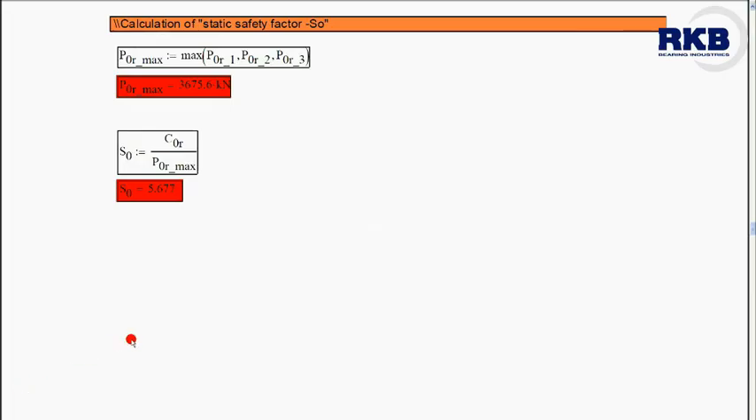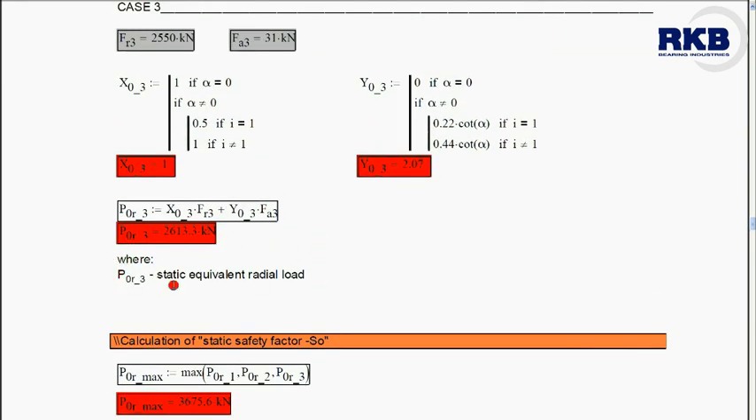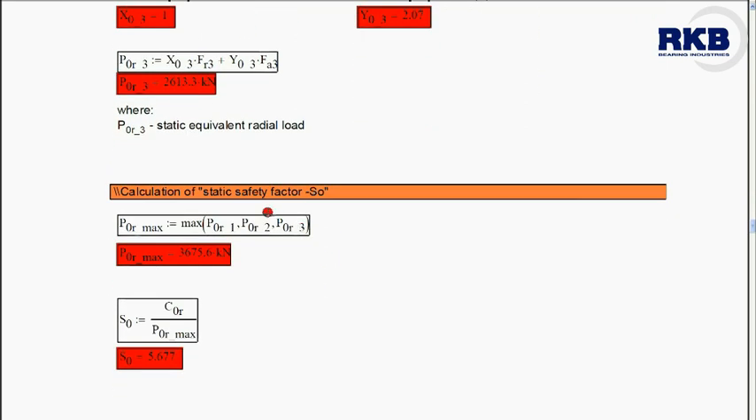Besides dimension, on the basis of the fatigue limit life, it is advisable to check the static load safety factor, SO, that represents the ratio between the basic static load rating, COR, and the static equivalent load, POR, giving a margin of safety against inadmissible permanent deformation on rolling elements and raceways. The basic static equivalent radial load, POR, in each case is calculated with static radial and axial factors. The static safety factor is calculated with the maximum of all case values of the static equivalent radial load.